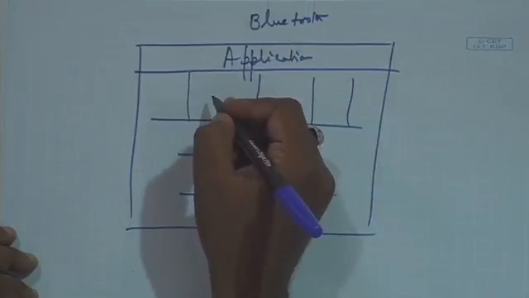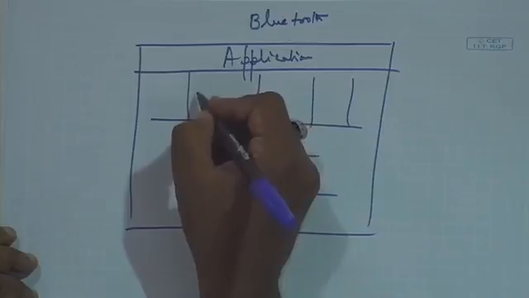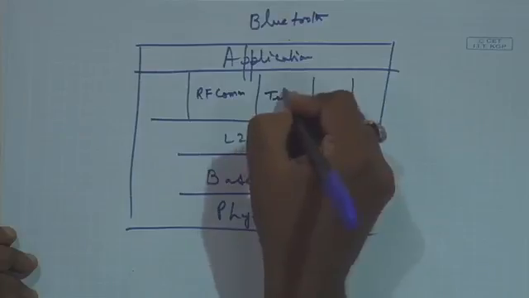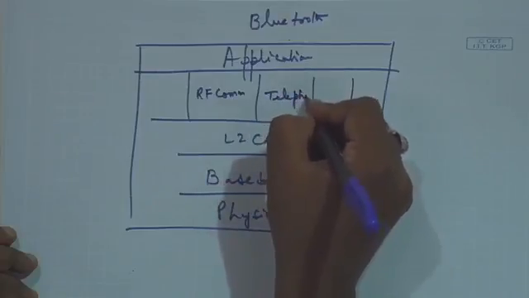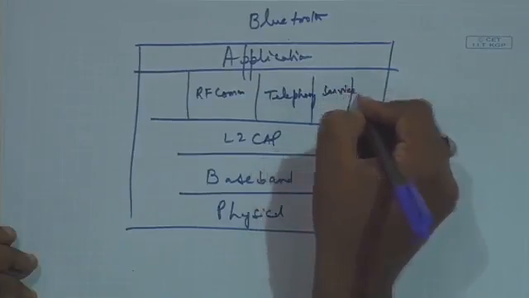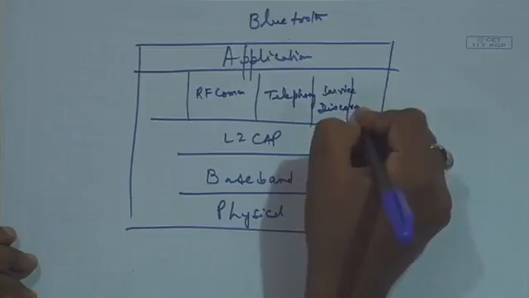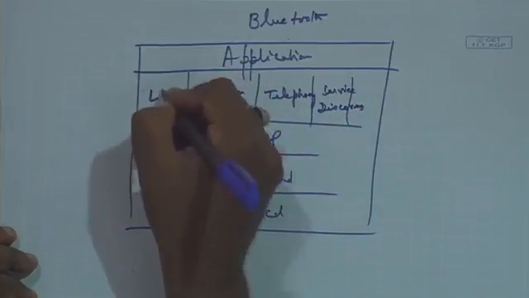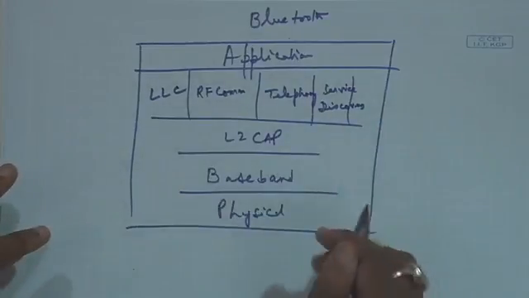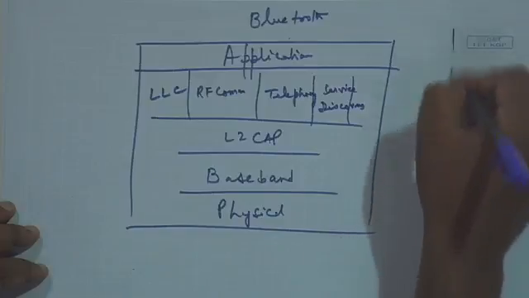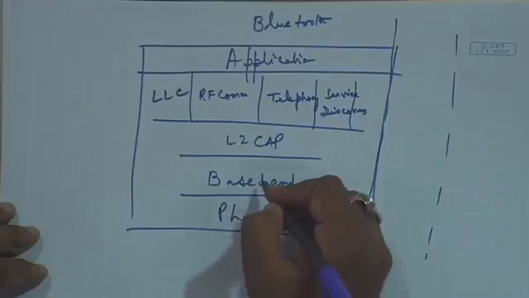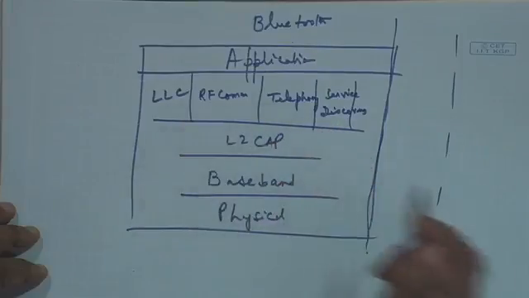I was telling you about cable replacement. There are protocols such as RFCOMM, protocols which will support traditional telephony, protocols that will support service discovery, and protocols that will support other link layer functionalities such as LLC. So these are the different functionalities that can be supported on top of the physical, baseband, and L2CAP layers in Bluetooth.